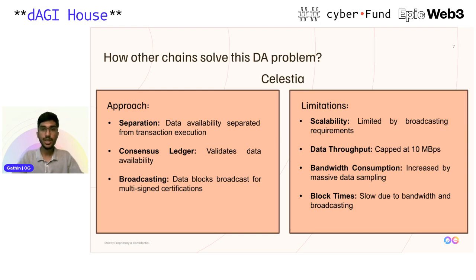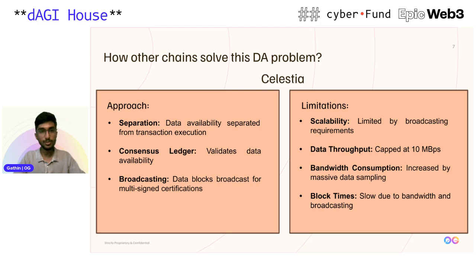Let's compare an example of how this data availability problem is solved by other chains similar to 0G. In the future slides, I will tell you how 0G is more efficient compared to all the products available in the market. Celestia's approach: Celestia has a separation. The data availability layer is separated from the transaction execution. As I told you, the transaction execution takes place separately and all the data is stored in a separate data availability layer, so that whenever we need some data to be verified for a transaction, we can fetch it from the data availability layer rather than congesting both the data availability layer and the transactions together in a single chain. The consensus ledger validates data availability.